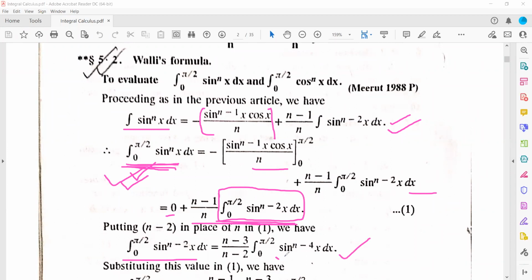Now you put this result, you put this value of integration here. So what will you get? n minus 1 by n into n minus 3 by n minus 2 into 0 to pi by 2 sine to the power n minus 4 x dx.